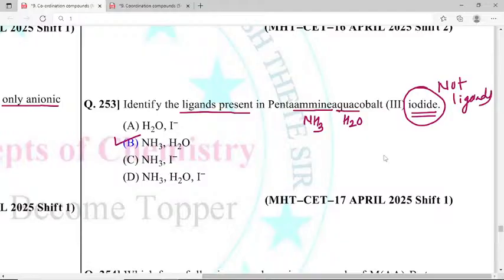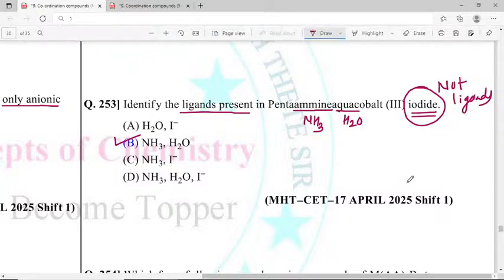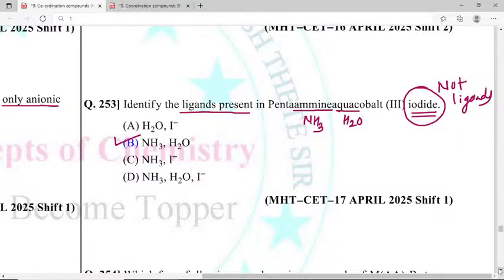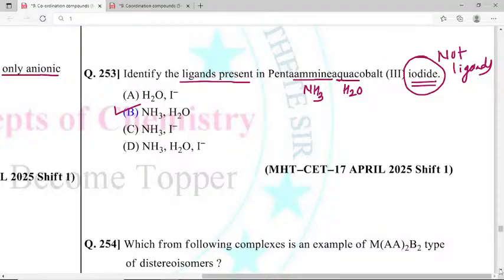Inner sphere and outer sphere. Coordination sphere, ionization sphere. So iodide, I minus, is not a ligand. So this is not your correct answer. Option number D is not correct.